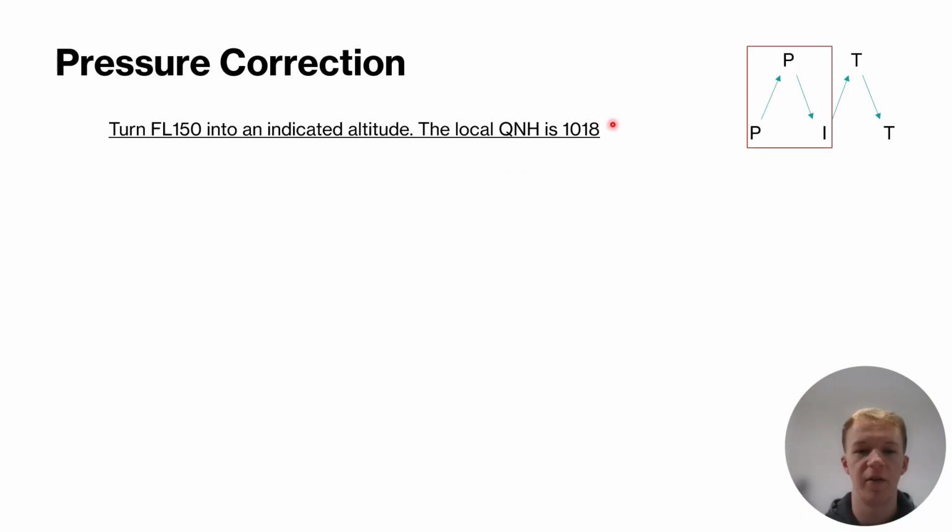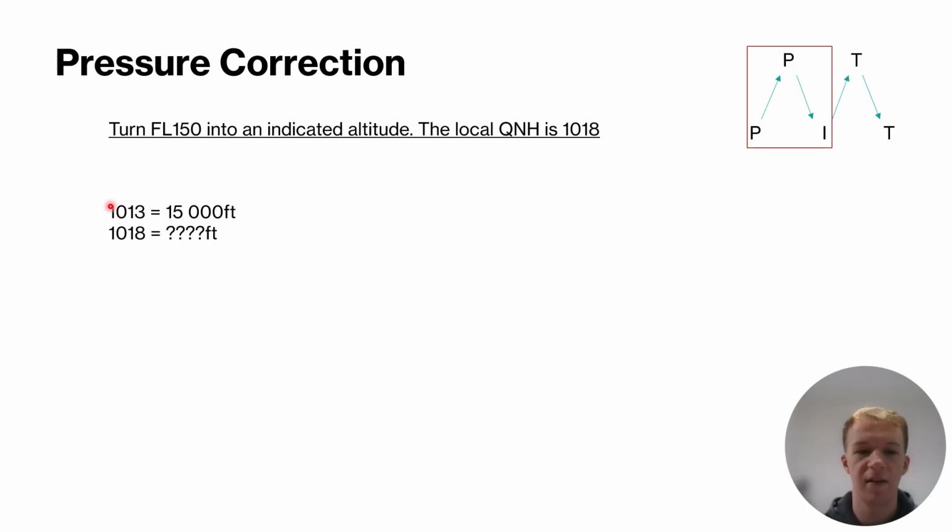So here's an example question. We're at flight level 150 and we're looking to turn that into an indicated altitude. As I said, flight level 150 is a pressure altitude, and we're looking to turn it into an indicated altitude, so we're going to use pressure correction. It's given us the local QNH of 1018. However, you may be thinking, where is the flight level QNH? That's just something you'll have to know, and it's 1013. It's going to be done so many times that it will just remain in your brain forever. So that's our pressure altitude QNH, and the local QNH is 1018.